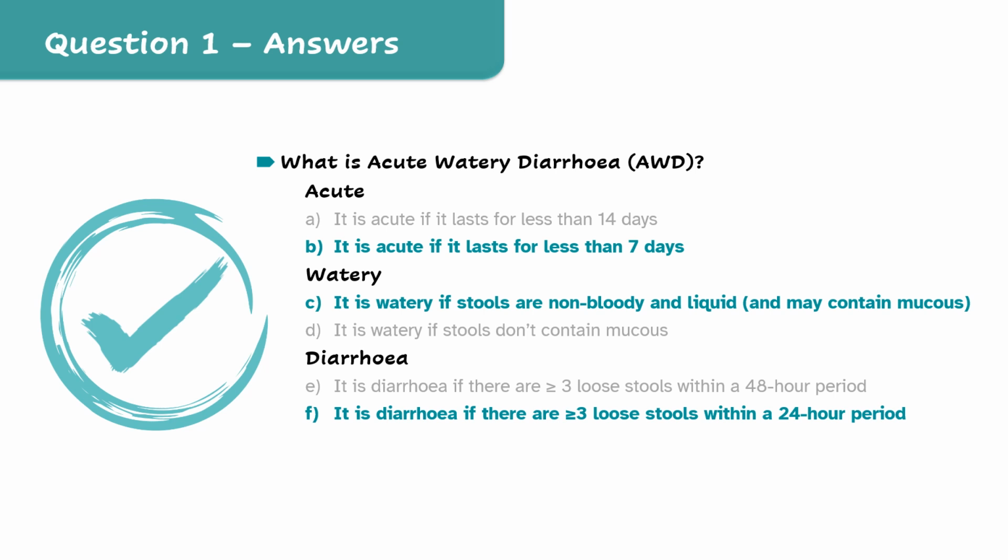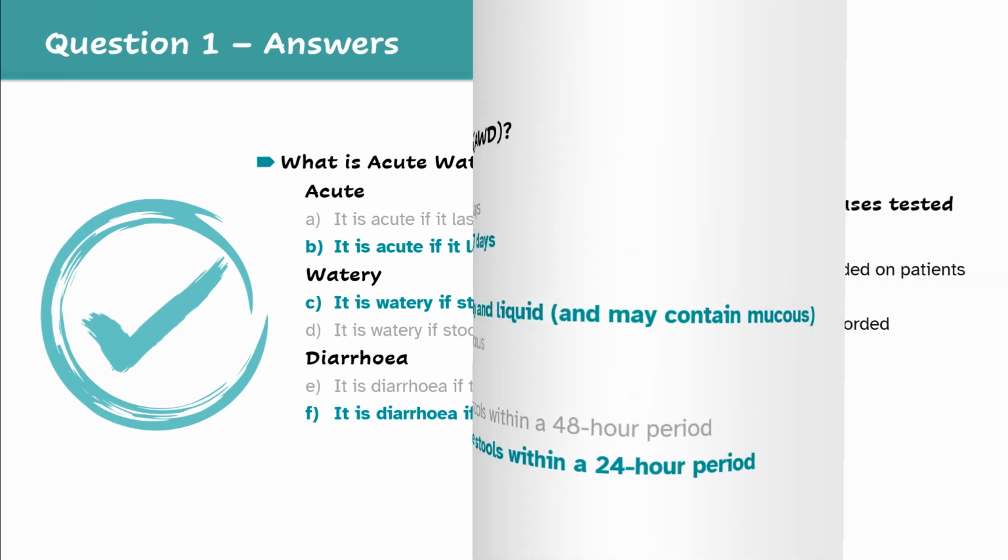The correct answers are B, C, and F. It is acute if it lasts for less than 7 days. It is watery if stools are non-bloody and liquid and may contain mucus. It is diarrhea if there are 3 loose stools or more within a 24-hour period.